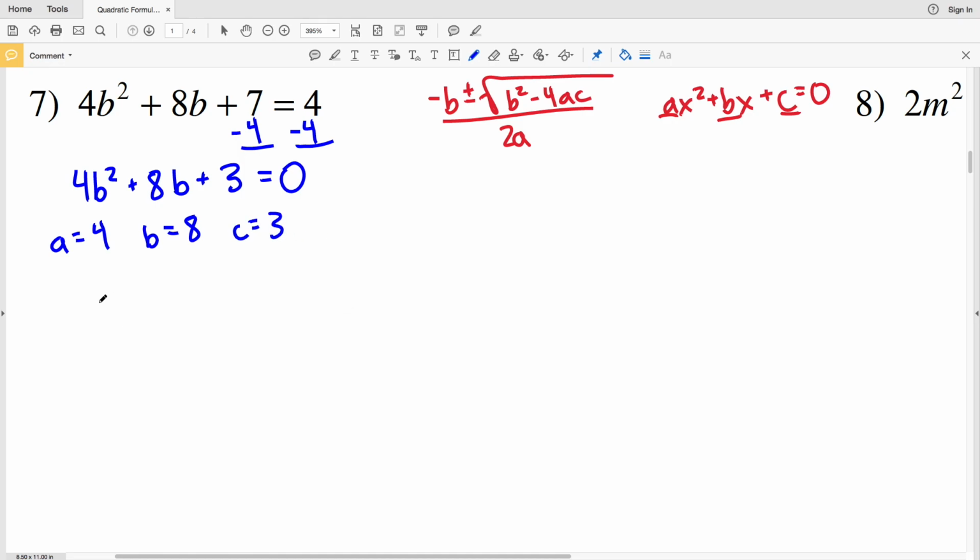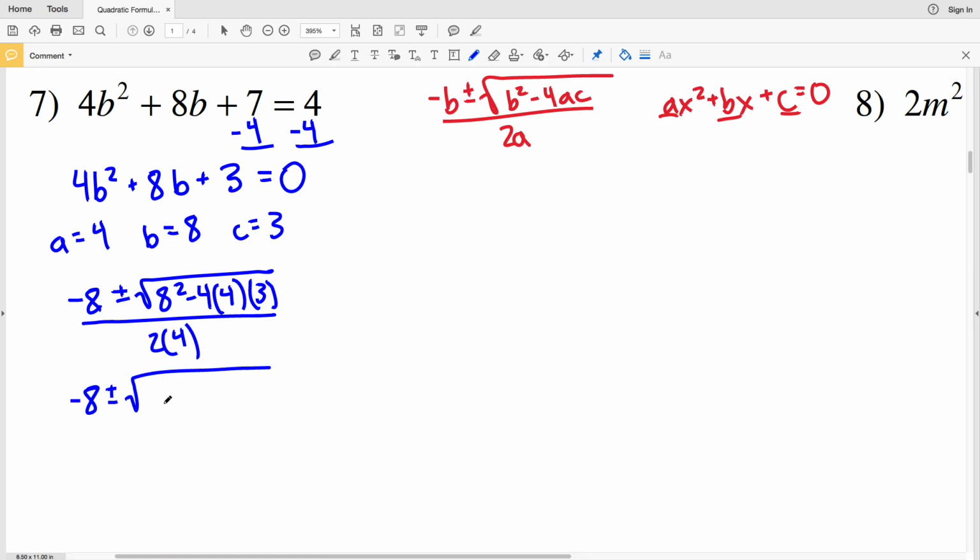So we're going to have the opposite of b, the opposite of 8, plus or minus the square root of b squared, 8 squared, minus 4 times a, which is 4, times c, which is 3, all over 2 times a, 2 times 4. Simplifying, we'll have negative 8 plus or minus the square root of 64, since 8 squared is 64, minus 4 times 4 times 3. 4 times 4 is 16, times 3 is 48. And that is all over 2 times 4, which is equal to 8.